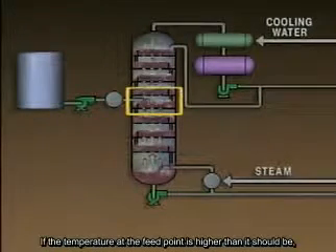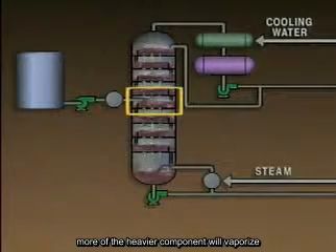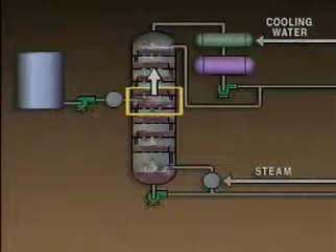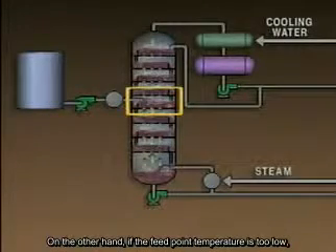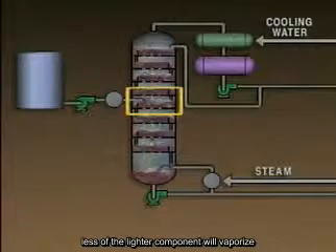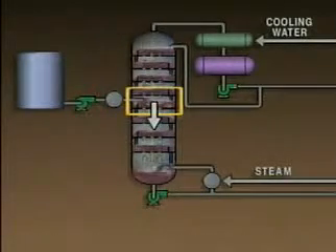If the temperature at the feed point is higher than it should be, more of the heavier components will vaporize and move up the tower instead of moving down the tower as a liquid. On the other hand, if the feed point temperature is too low, less of the lighter components will vaporize, and more lighter components will end up in the bottom of the tower.